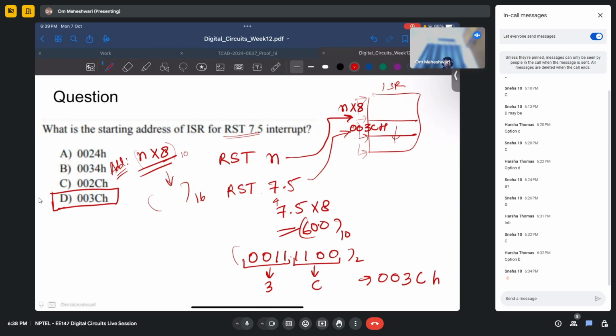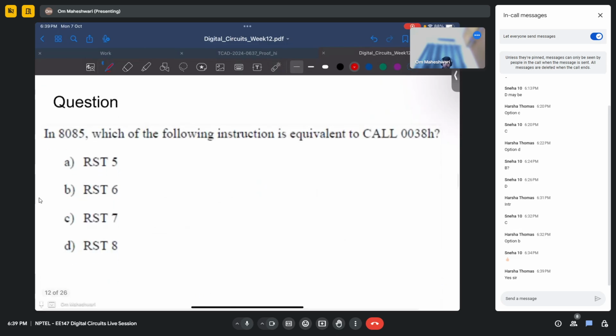Is this clear to everyone? All right. Next is a similar question.